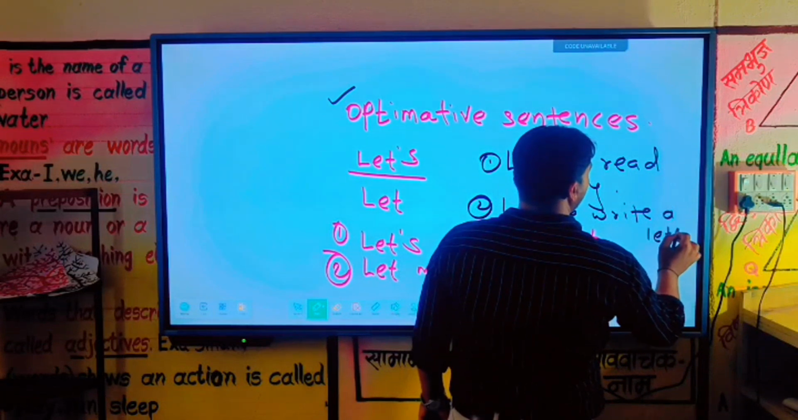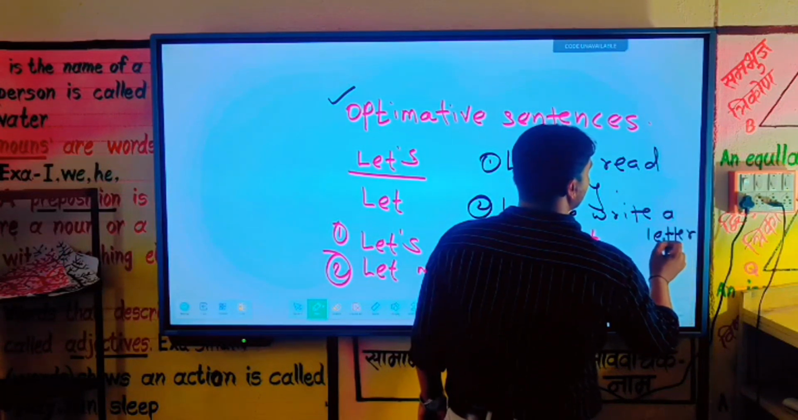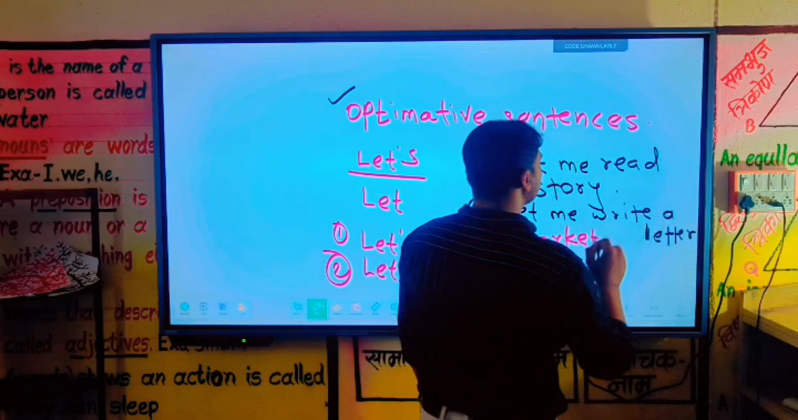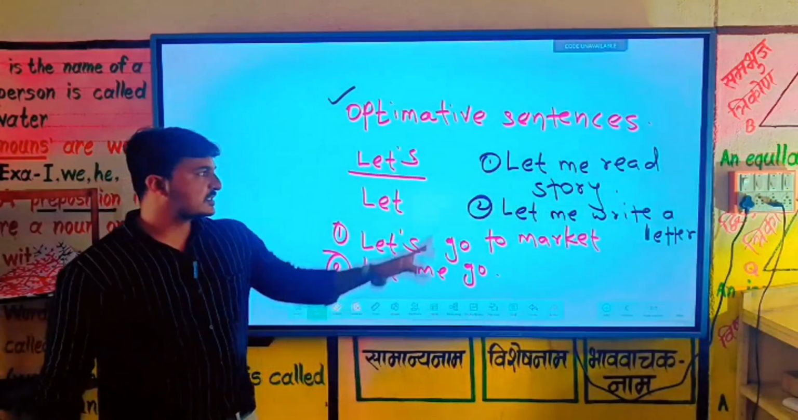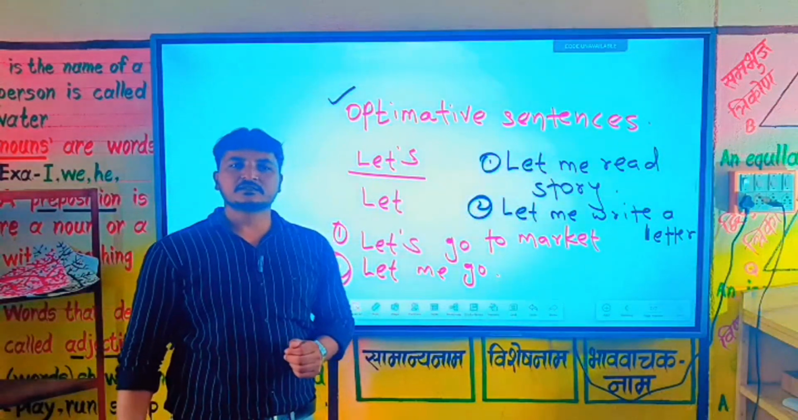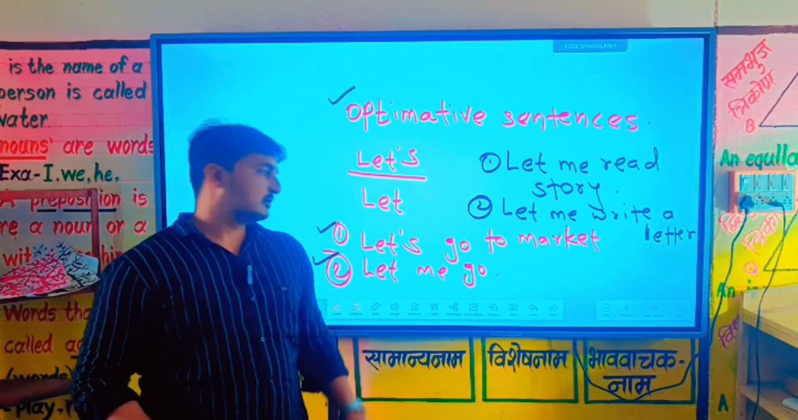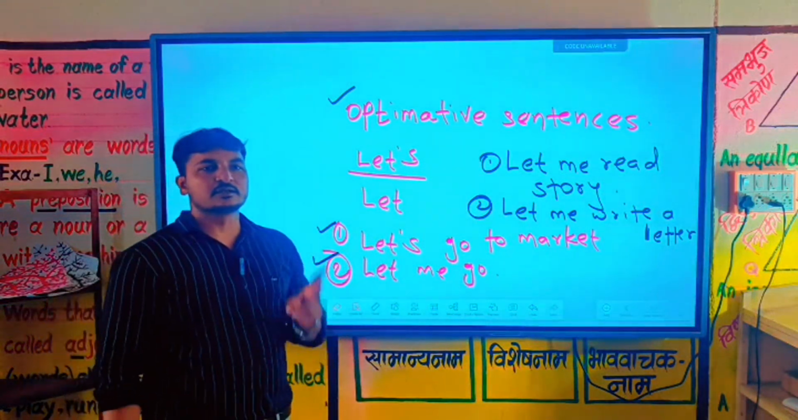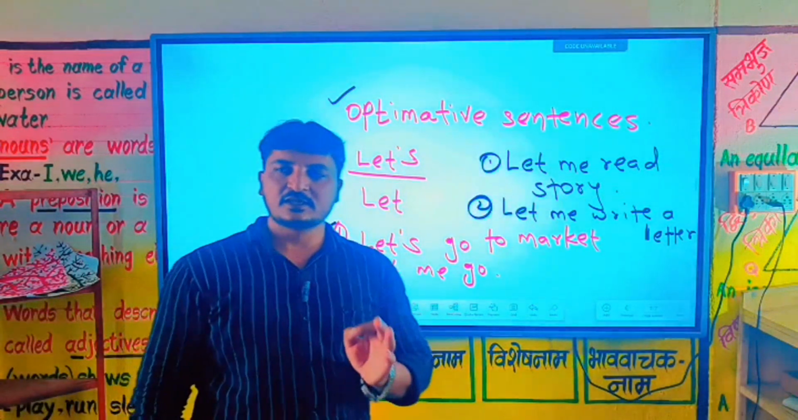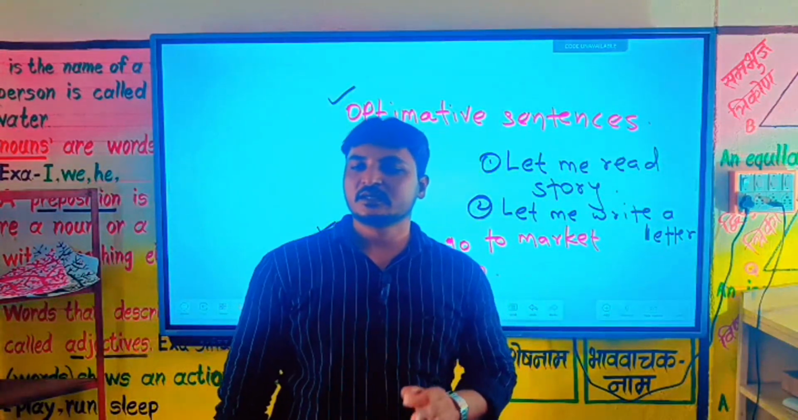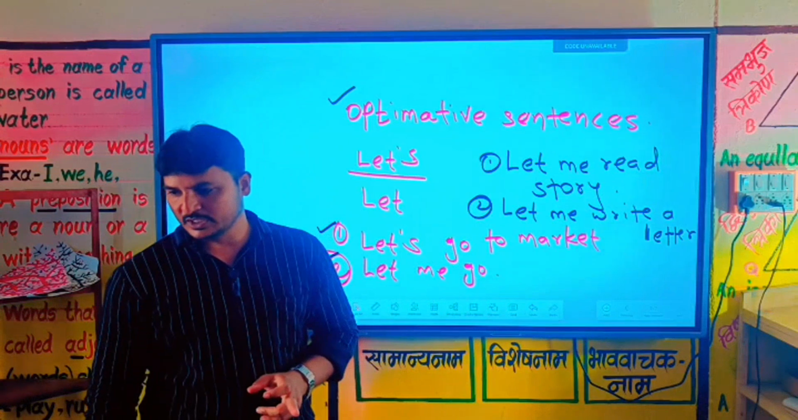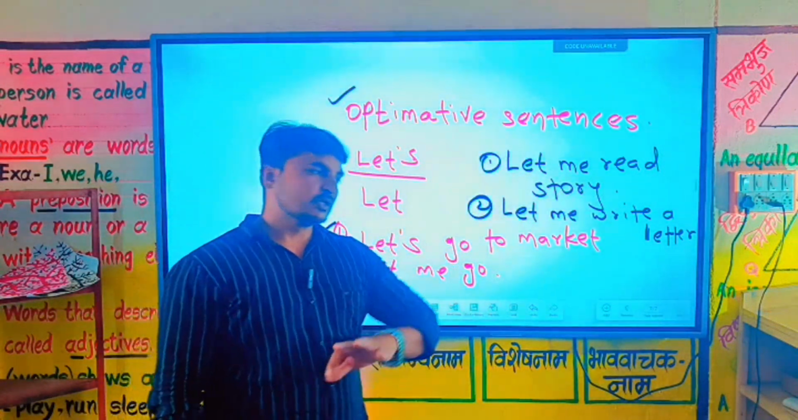Okay. Now this sentence starts with the let. This sentence starts with the let's and let. Okay, it means that आपल्याला लक्षात ठेवायचं की लेट आणि लेट्स ने स्टार्ट होणारी वाक्य हे ऑप्टिमेटिव्ह सेंटेन्स असतात. ओके, अंडरस्टूड? Yes, sir.